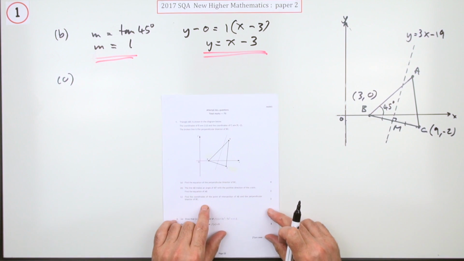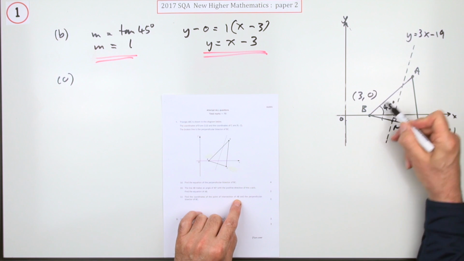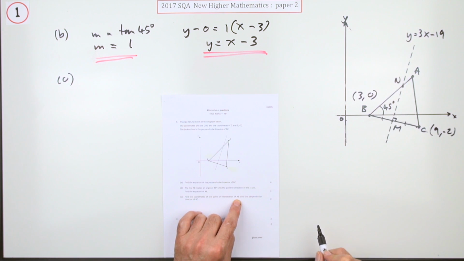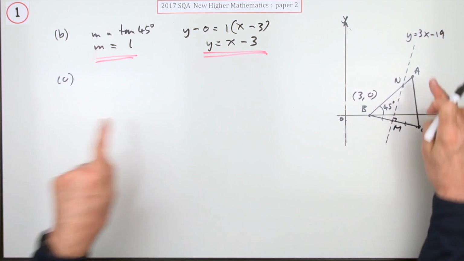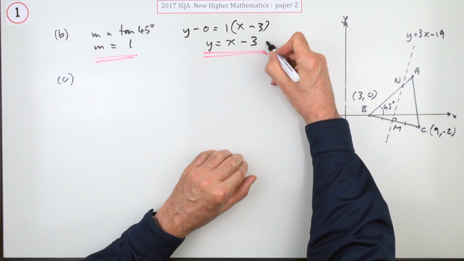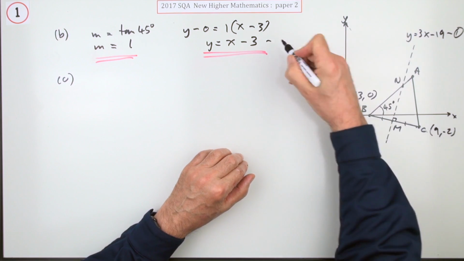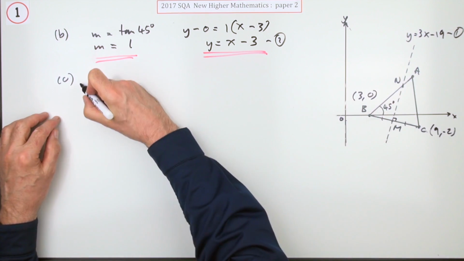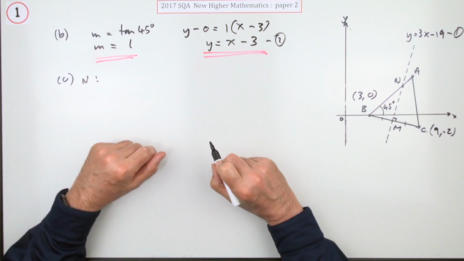And lastly, for another 2 marks, find the coordinates of the point of intersection of the line AB and the perpendicular bisector. In other words, this point here. Well, that'll just be substituting the 2 equations. That was the first one I found. This was the second one I found. If you substitute them together, then you get the coordinates of the point. I'm calling it point N here.